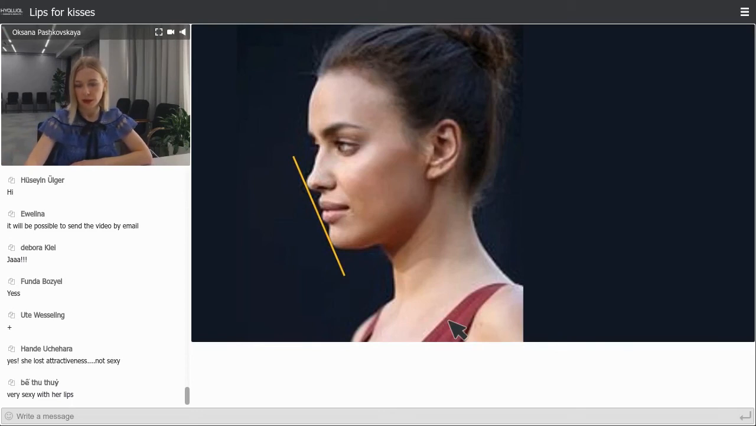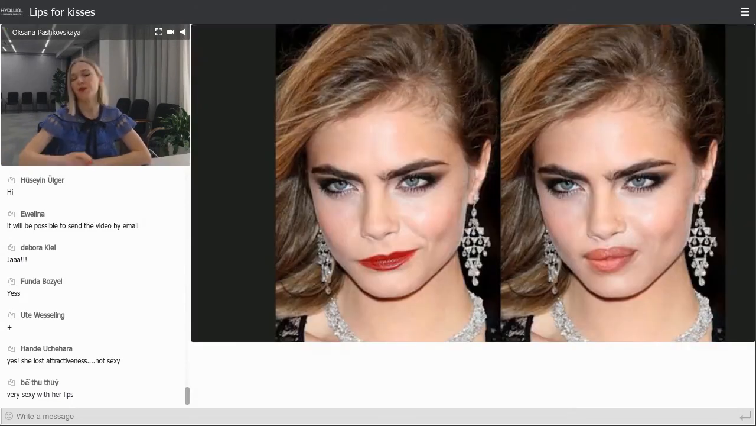The Ricketts line is perfect. I think you see it. And now the next. Very sexy with her lips. Yes, exactly. Very sexy with full lips. But look at Cara Delevingne. Yes, it's also a famous model. Very young, but very pretty. And look, with full lips.